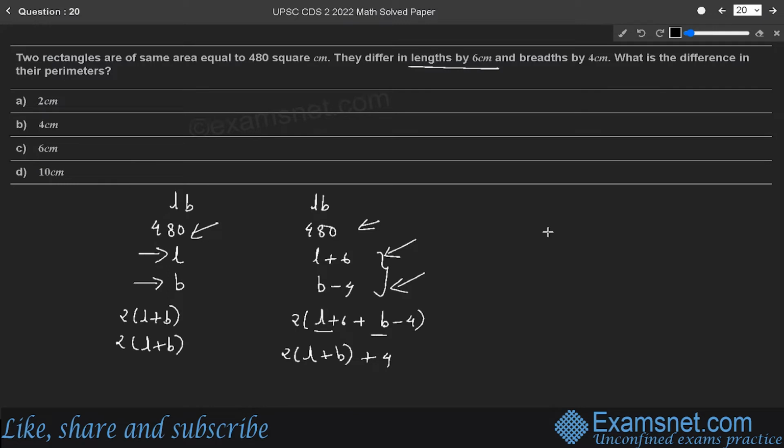You can see that 2 into (L plus B) and 2 into (L plus B) is same. The only difference here is this 4. So we can say that the difference in their perimeters is 4 centimeter. So the correct option is option number B. I hope this question is clear to you.